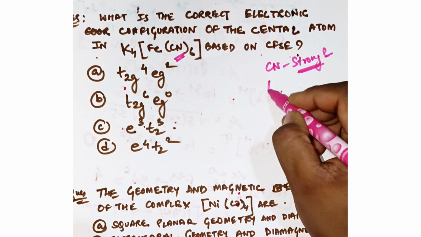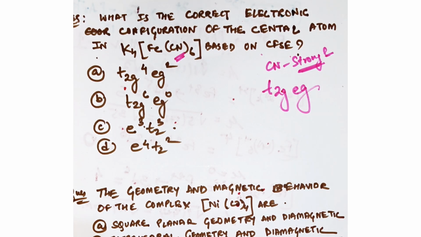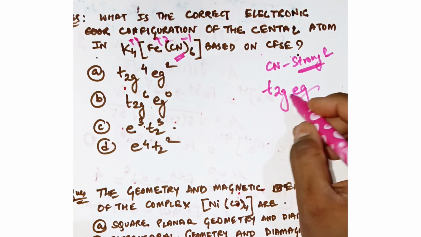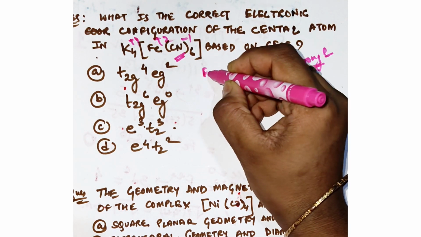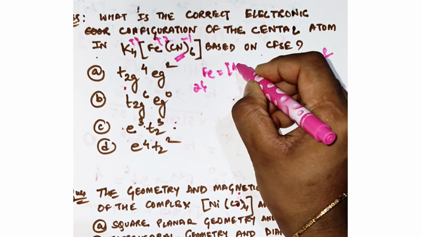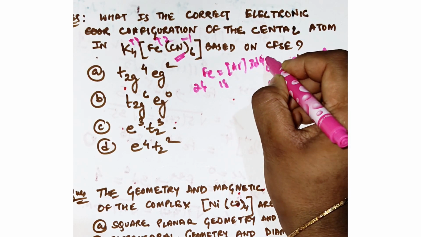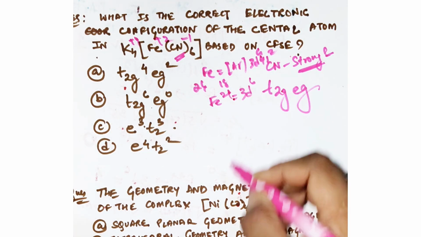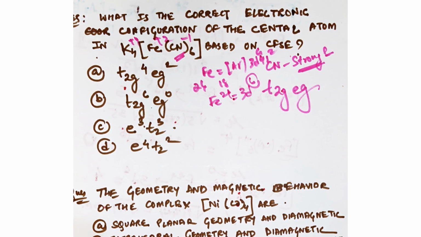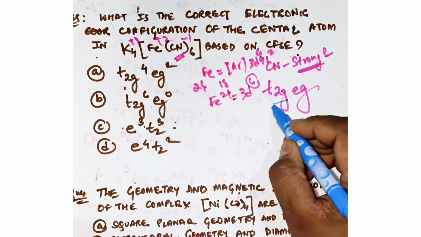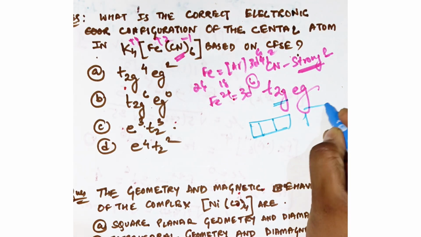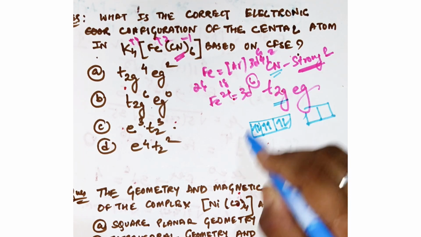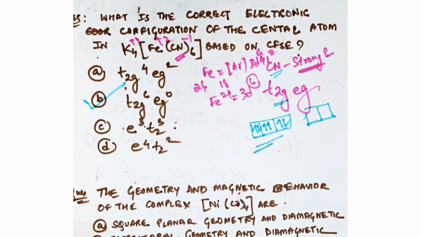Since it is octahedral, your T2g level will be first and then your Eg level. Now here it is +4 -1, so it is +2. Iron +2. Iron is Fe 26, argon 18, 4s2 3d6. Now Fe2+ means your 3d6 configuration. So how many electrons remain? 6 electrons. T2g contains how many orbitals? 1, 2, 3. Eg contains 2 orbitals. So 1, 2, 3, 4, 5, 6. Why? Because cyanide is a strong field ligand, pairing will take place. Your answer will be number B.